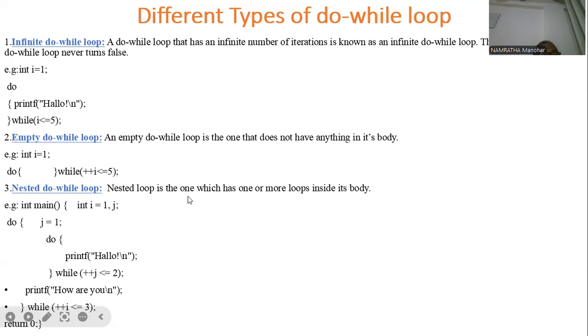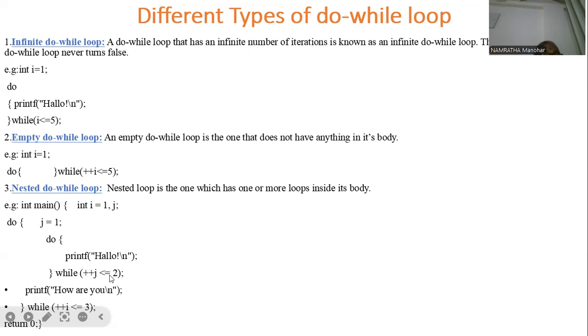Nested do while loop. A nested loop is one which has one or more loops within its body. That is, a do while within a do while loop. So int main, int i is equal to 1, and I'm having another variable j. Do, j is equal to 1, initializing j to 1. Do printf hello while ++j is less than or equal to 2. That is, instead of incrementing within the loop, I increment within the while condition, ++j less than or equal to 2. j becomes 2. Now, since j is equal to 2, it stops. That is, this program will print this hello only once.